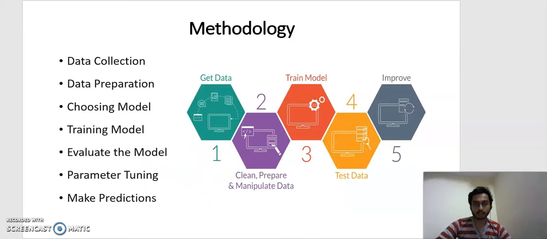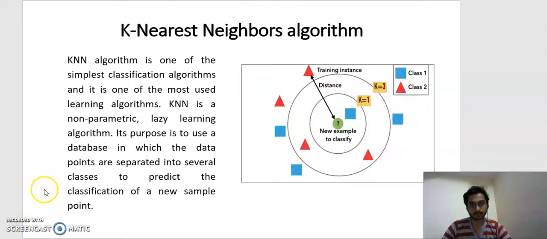Now, looking into methodologies of machine learning, they are data collection, data preparation, choosing model, training model, evaluation of the model, parameter tuning, and make predictions using the parameters. So these are the algorithms used in this project.